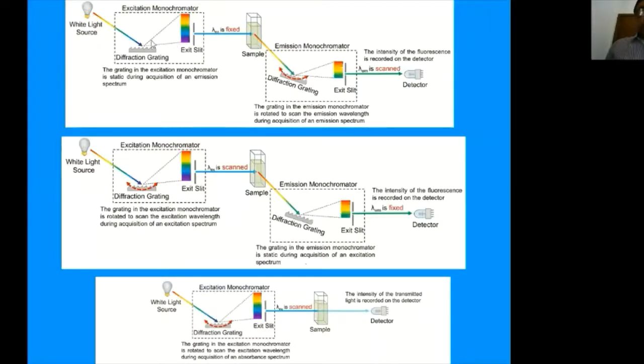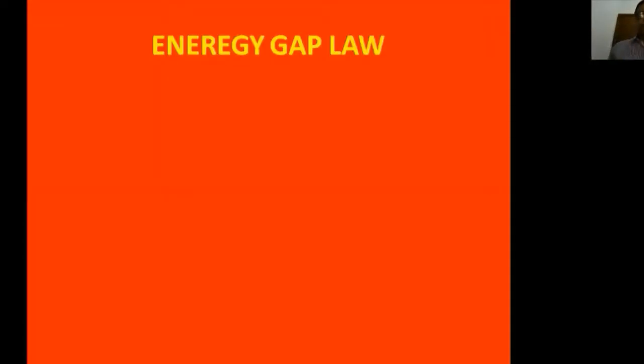Now, when you look at the emission spectrum, you are fixing the wavelength in the excitation monochromator, scanning your emission monochromator, measuring the intensity again. This is how the three spectra, absorption, excitation, and emission, can be compared, and the recording procedures can be compared very well. This is very, very important to look at.